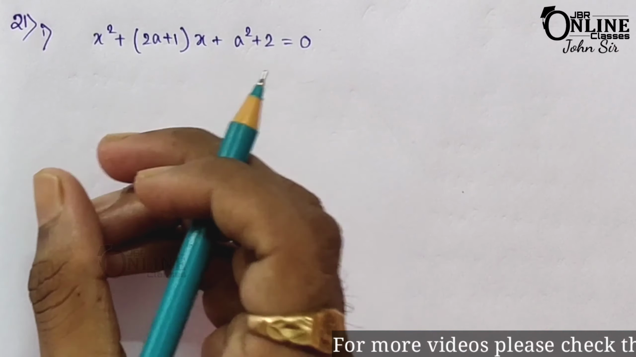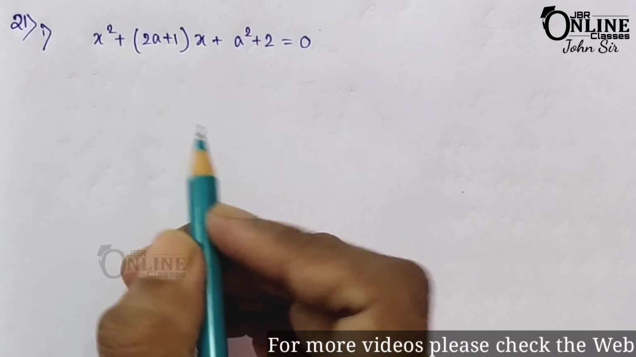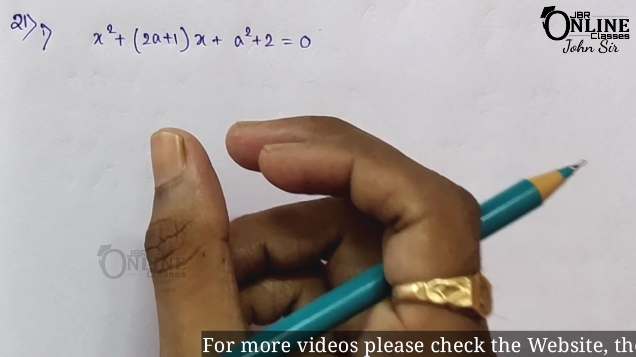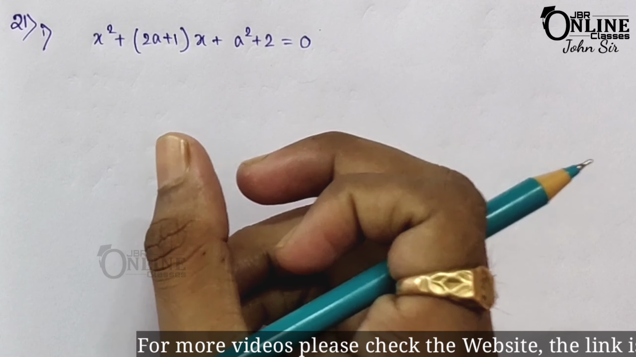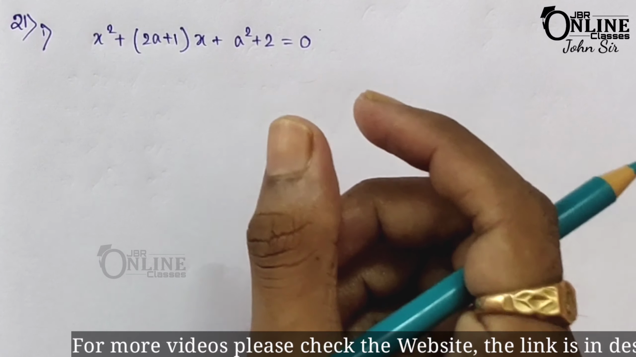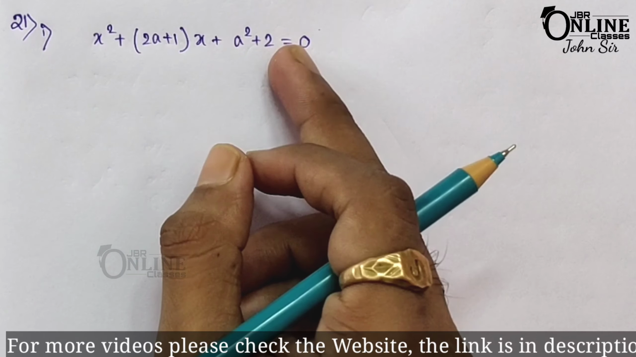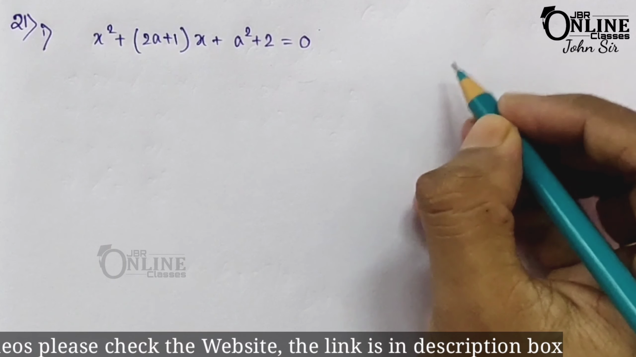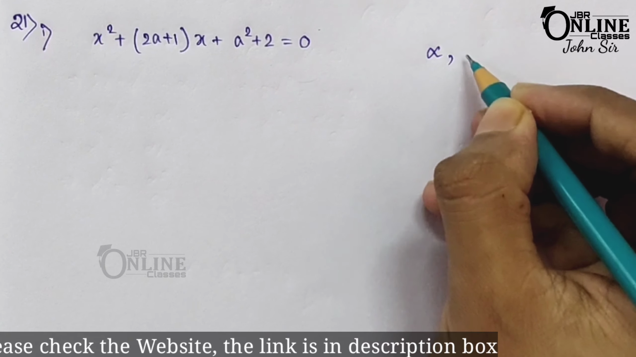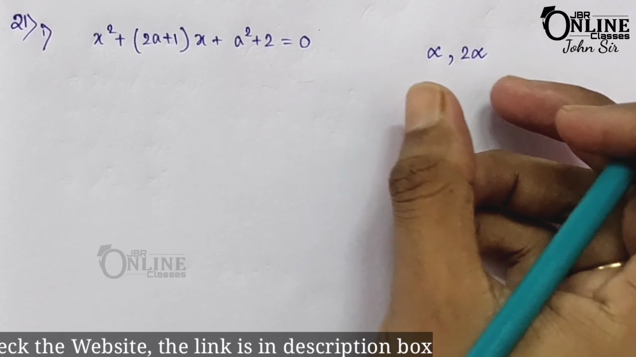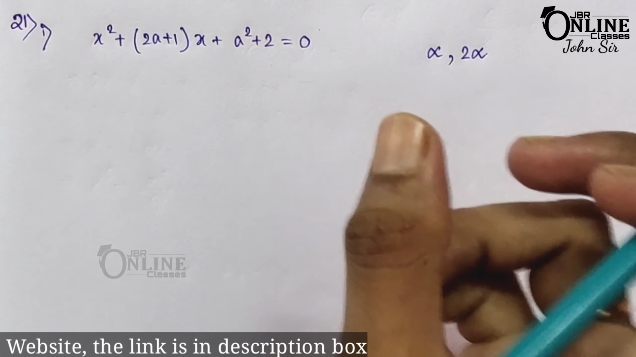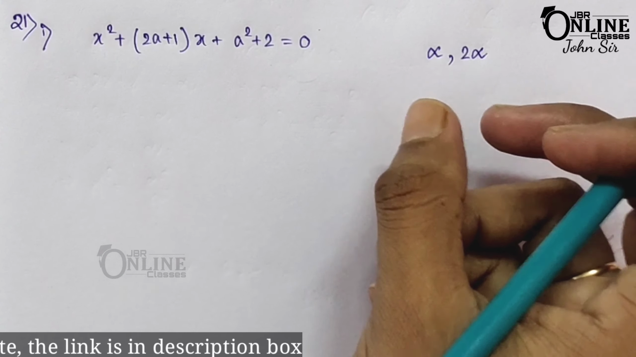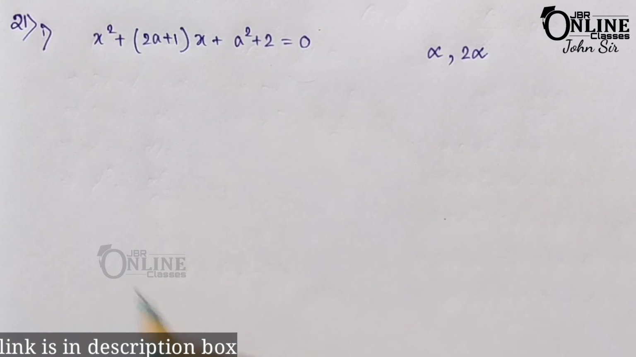So today I am going to start from sum number 21. Here in sum number 21, for what value of a is one of the roots of the equation double the other? That means if the first root is alpha, then definitely the second one will be 2 alpha. So you have to first let the two roots be alpha and 2 alpha.